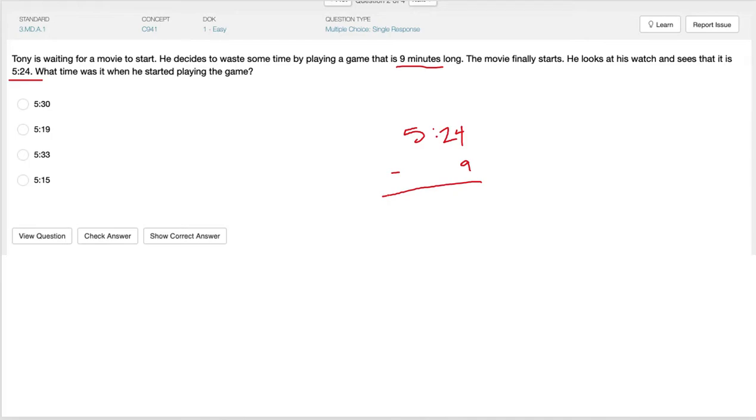It's going to still be 5 something. So we just want to subtract. 14 minus 9 is 5. 1 minus 0 is 1. So it's 5:15 when he started playing the game.